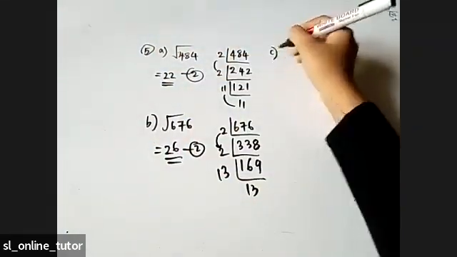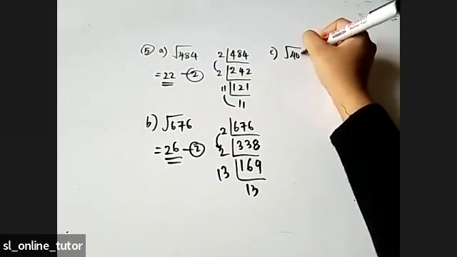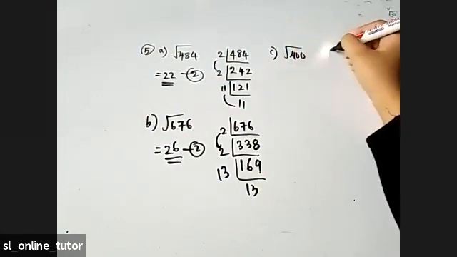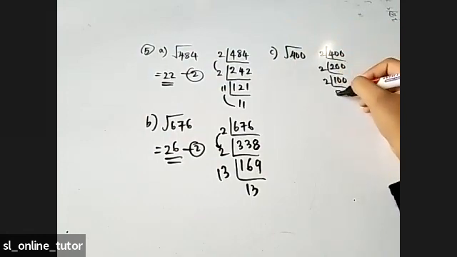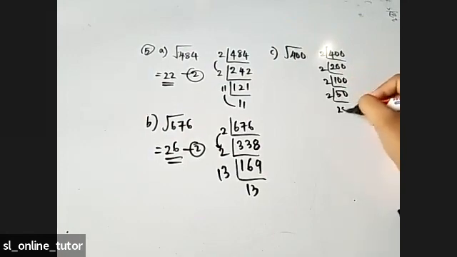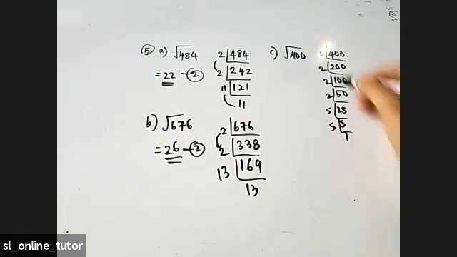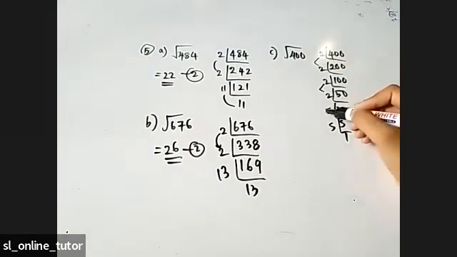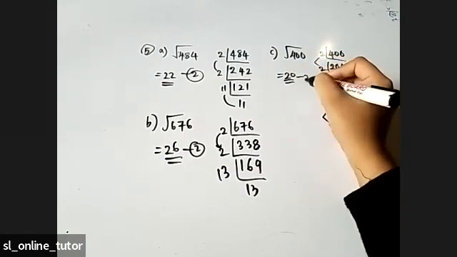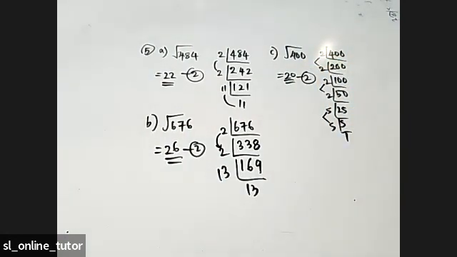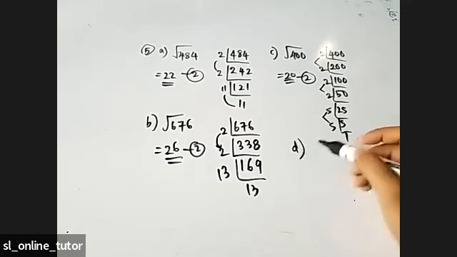Okay. Now part C, 400. This is a very familiar number, but I'll do it and show you. 400 divided by 2, 200. 200 divided by 2, 100. 100 divided by 2, 50. 50 divided by 2, 25. 25 divided by 5, 5. 5 divided by 5, 1. What is the answer? 2 into 2, 4. 4 into 5, 20. 2 marks. Put your marks correctly.